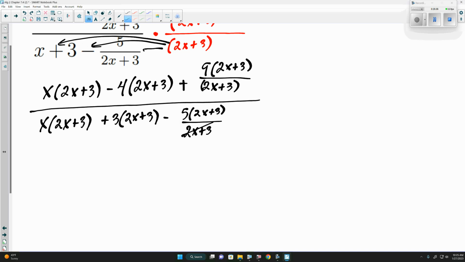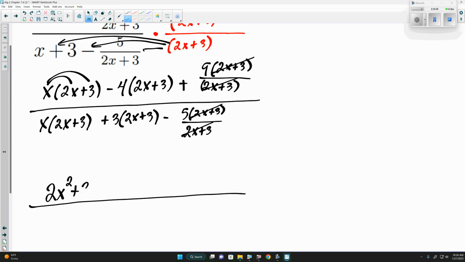Now the nice thing is that these 2x plus 3's and these 2x plus 3's will cancel out. So let's go on and distribute this here. 2x times x is 2x squared. x times 3 is plus 3x. Negative 4 times 2x is negative 8x. Negative 4 times 3 is negative 12, and then we have plus 9, because our 9 is left over from the fraction.